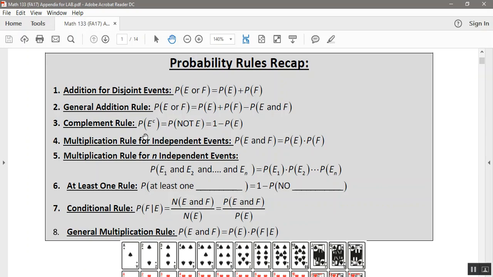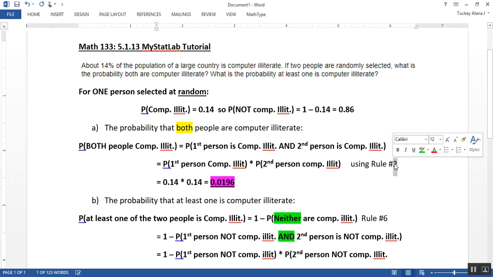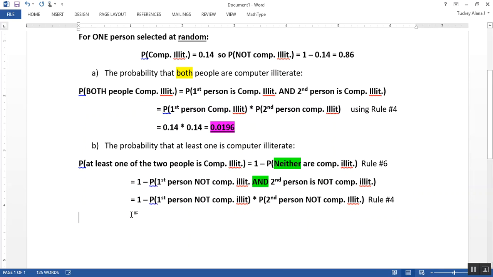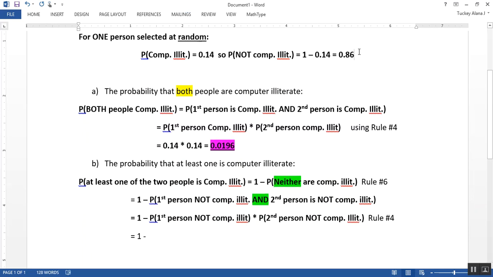Let me go back and double check the numbers. Oops, it's not rule number 2. I'm so sorry. It's rule number 4. So we're using rule number 4, and we were using rule number 4 up here as well. So this is rule number 4, the multiplication rule that we're using. Okay, so that would be 1 minus. Now the probability that a person is not computer illiterate, we already found up here. Any one person not being computer illiterate is 0.86. So I'm going to take 1 minus the first person not being computer illiterate, 0.86, and then multiply it by the second person not being computer illiterate, which is 0.86.